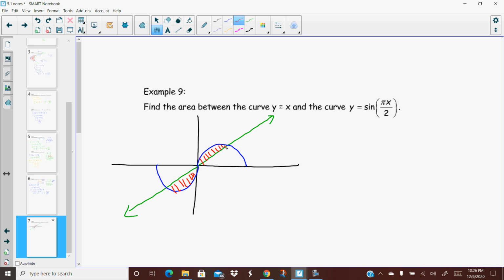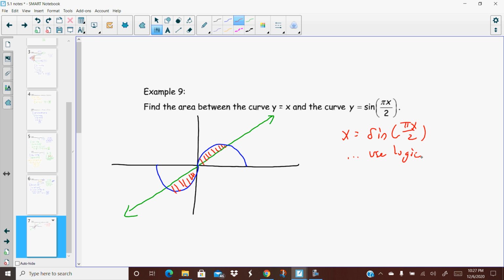As far as finding the intersections, you'd have to set x equal to the sine of pi x over 2. And again, algebraically, this one would not be easy to do. So we're going to use logic instead. So you can kind of tell where these things intersect by looking at them.